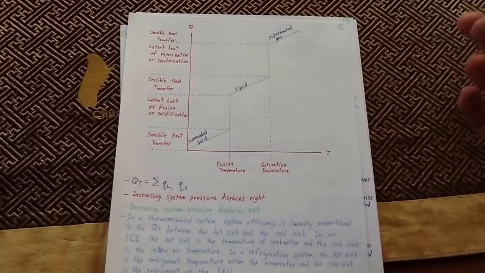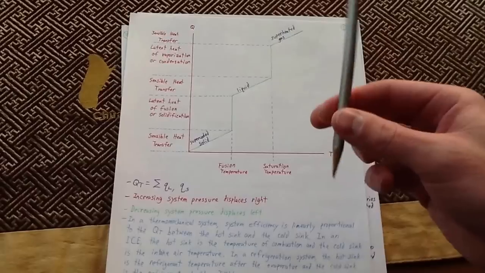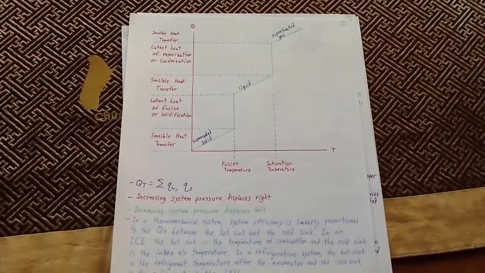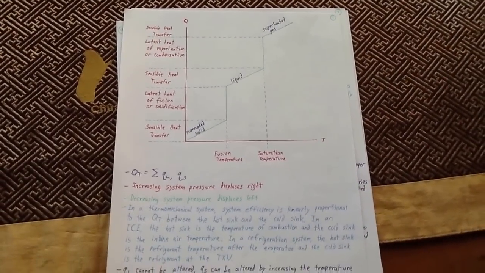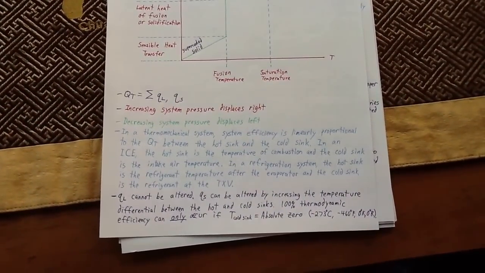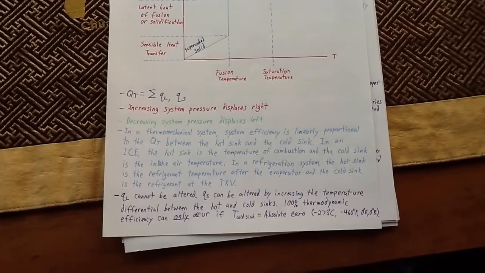Well, we know that we're limited as far as the temperature that we can have the hot sink, so in order to increase the efficiency of a thermomechanical system, we want the cold sink to be as cold as possible. Now, in order for any thermomechanical system to be 100% efficient, the temperature of the cold sink has to be absolute zero, which is the last node right there.